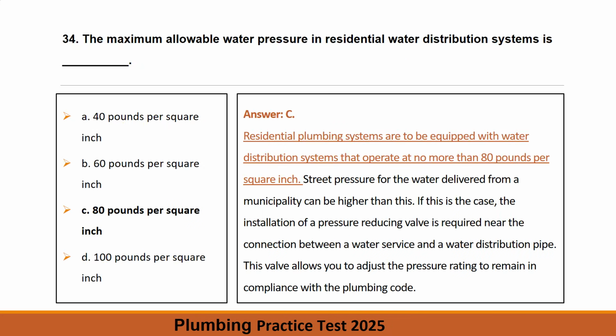Answer, C. Residential plumbing systems are to be equipped with water distribution systems that operate at no more than 80 pounds per square inch. Street pressure for the water delivered from a municipality can be higher than this. If this is the case, the installation of a pressure-reducing valve is required near the connection between a water service and a water distribution pipe. This valve allows you to adjust the pressure rating to remain in compliance with the plumbing code.